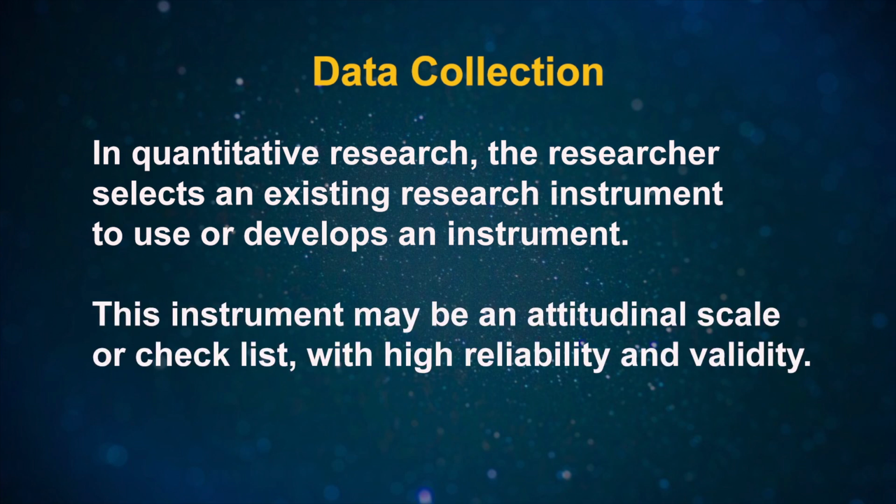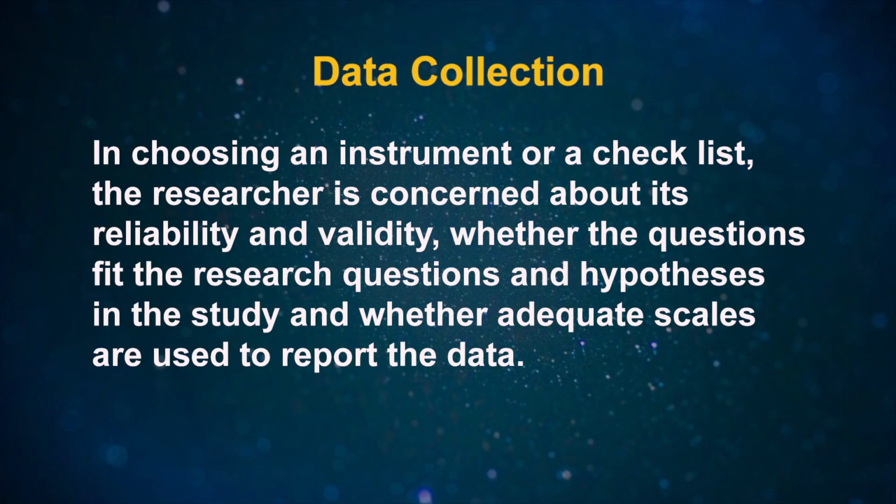This instrument may be an attitudinal scale or checklist with high reliability and validity. For documents with numeric data, the researcher often composes a form that summarizes the data. In choosing an instrument or a checklist, the researcher is concerned about its reliability and validity, whether the questions fit the research question and hypothesis in the study, and whether adequate scales are used to report the data.